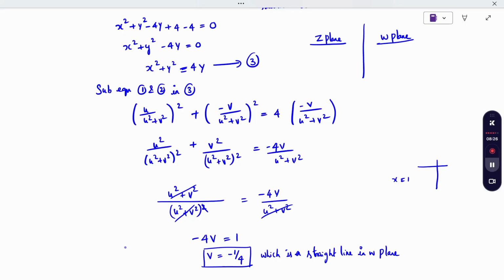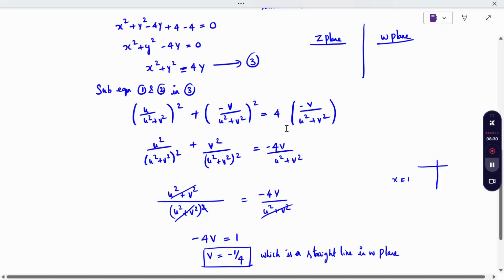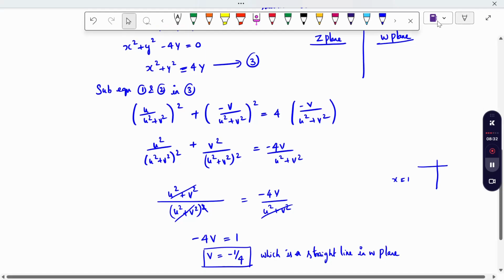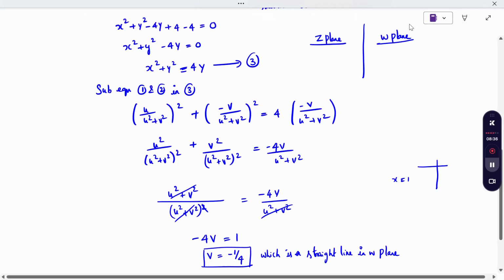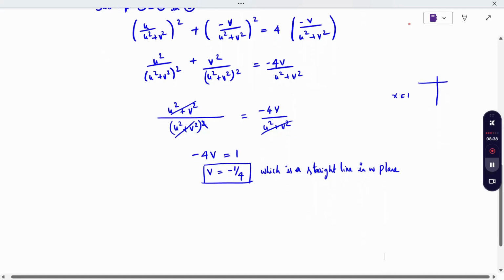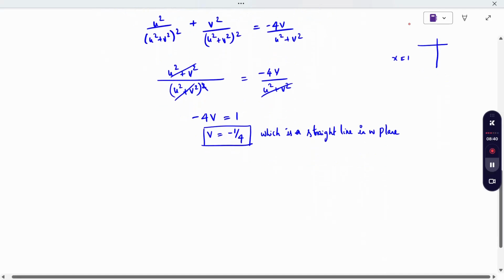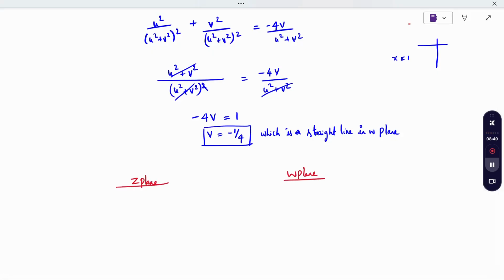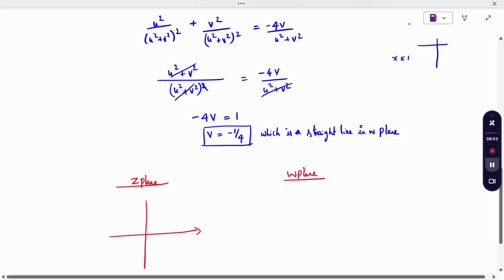Now we know the shape in the z plane, and we also know the shape in the w plane. Now we have to draw the diagram and lastly complete it with the diagram. So now I will draw the diagram for the w plane and the z plane. Compulsorily you have to draw a diagram for all the problems. So the z plane diagram, and the w plane diagram. It may be simple, not an exact diagram; a rough diagram is enough.